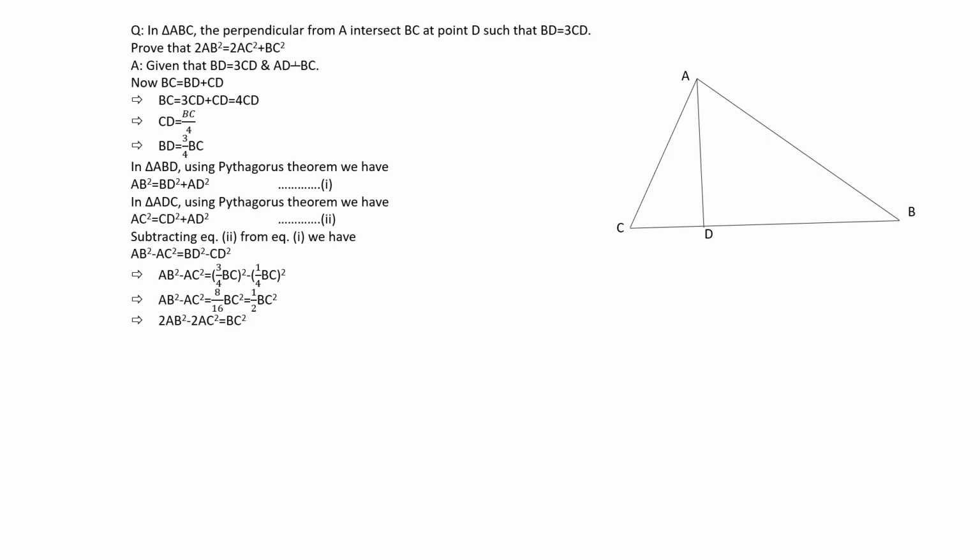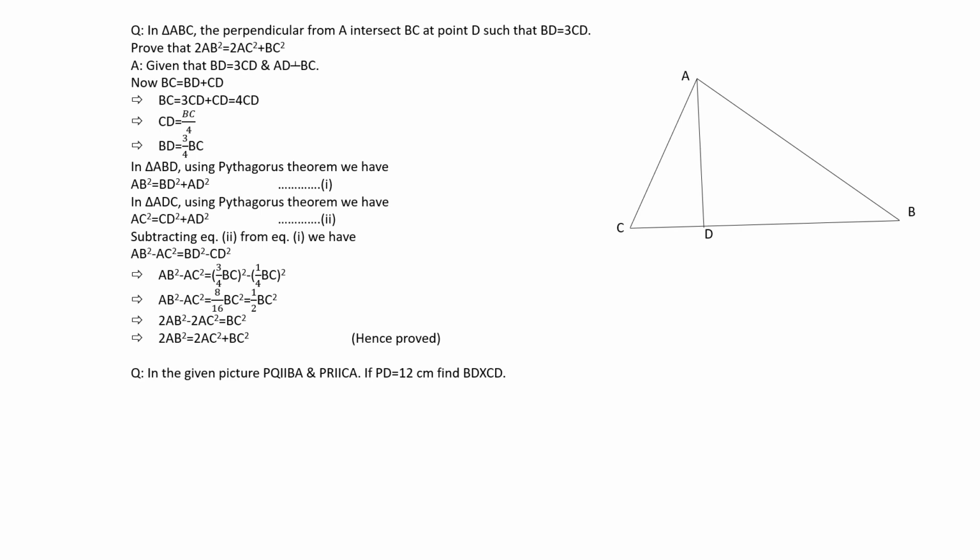Or multiplying 2 on the left hand side, it is twice of AB square minus twice of AC square equals BC square. Or this implies twice of AB square equals twice of AC square plus BC square. Hence proved.